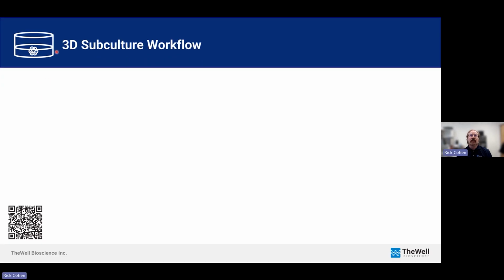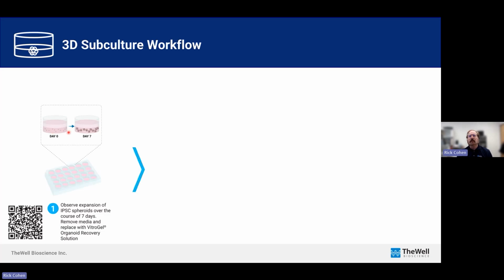So here's the 3D subculture workflow. So now that you have your cells in 3D, what can you do with them? Number 1, you could subculture them and expand them. So at day 0, they're small single cells. By day 7, spheroids. Now, if at day 6, you're happy with the outcome, process them at day 6. You don't have to wait till day 7. If they're slow growing and they haven't accommodated fully to the system, then let them grow a little bit longer.